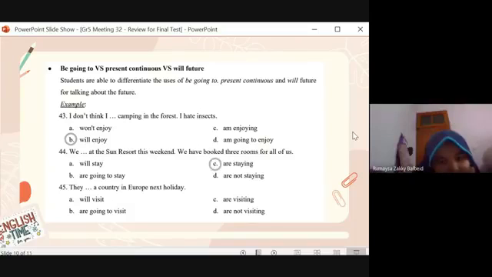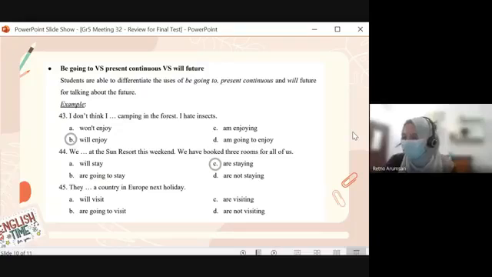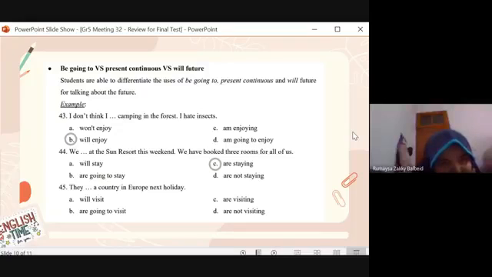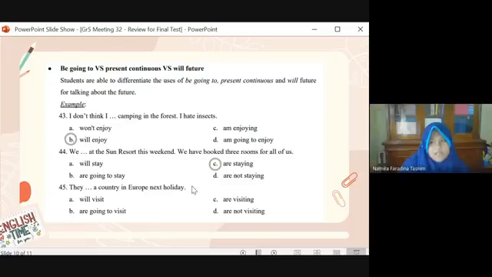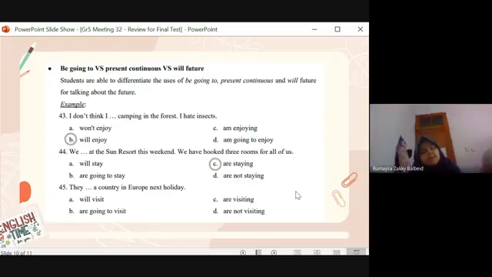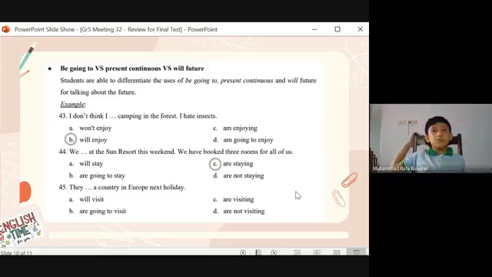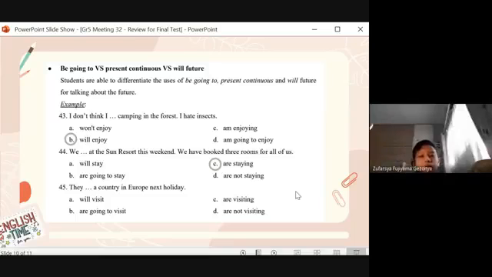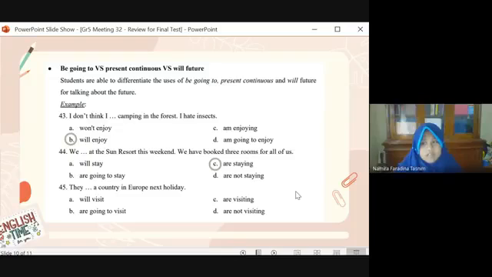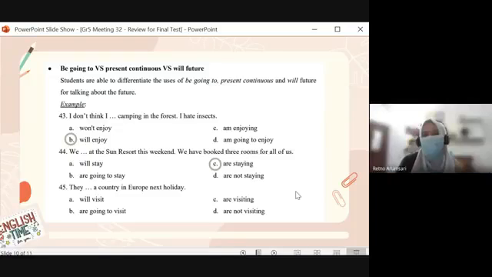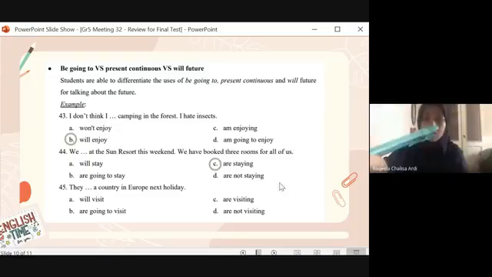All right, the last one. Is it an arrangement, a prediction, or an intention? I don't think it's an arrangement. It's more to an intention.